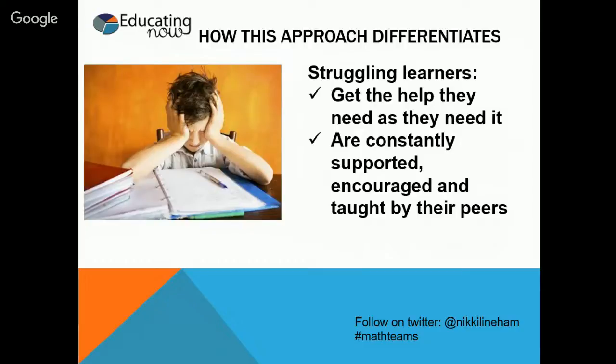So the last real topic here I want to focus on is how this differentiates. So I'm going to start with struggling learners. For those kids, the biggest thing is, and I think we can all understand this, these students really need one-on-one help. And we know that, and there's no way we can give it to them. One teacher, 30 kids, you do the math, it's just not going to happen unless you use this approach. So this approach gave those kids that help.